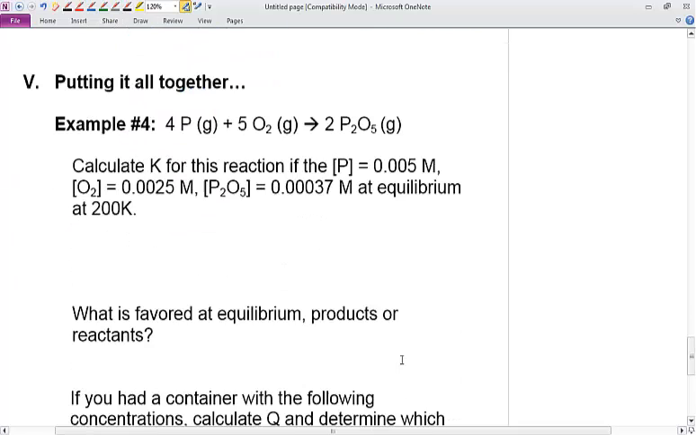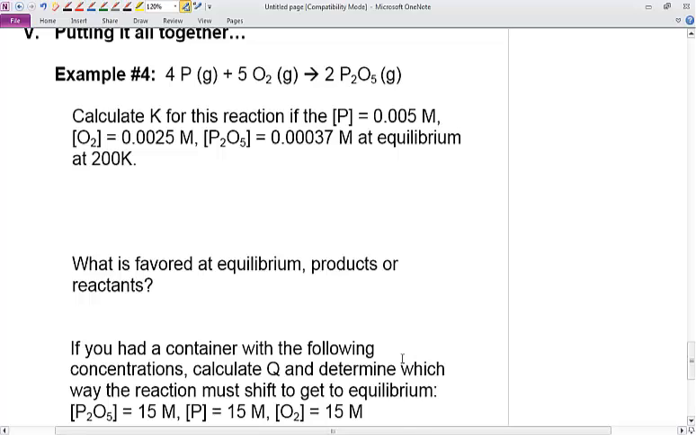So let's put this all together. Why don't you try this problem on your own? Hit the pause button and then tune back in and check your answer and see if you did it right. Okay, I'm going to go through this real quick.